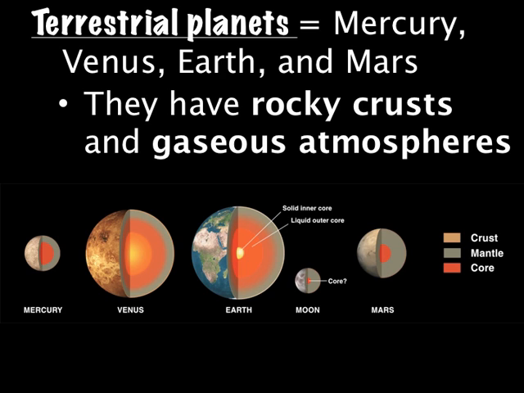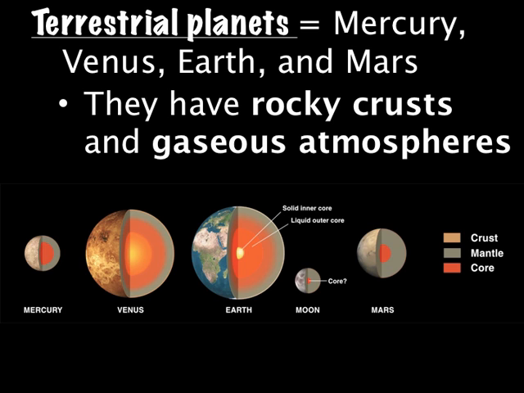Terrestrial planets. They are Mercury, Venus, Earth, and Mars. They have a rocky crust and gaseous atmosphere. Features of the rocky planets are that they have tectonic plates, volcanoes, weathering and erosion, and impact craters.